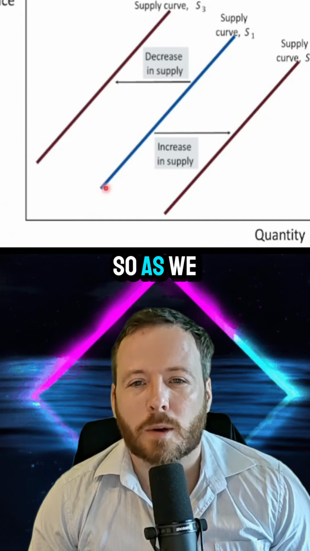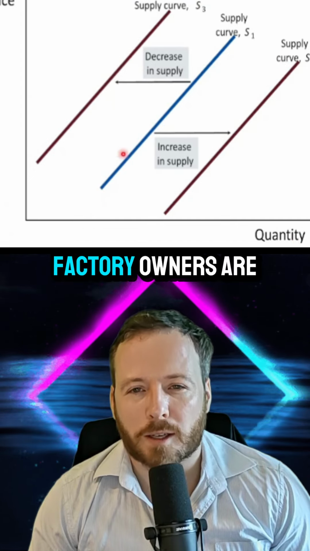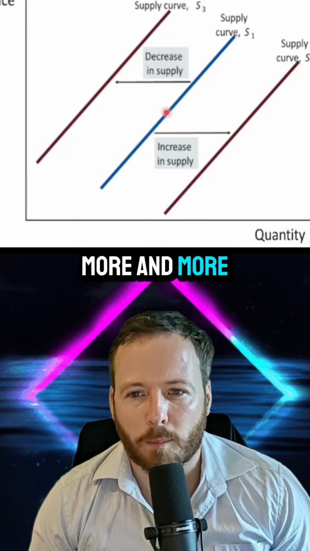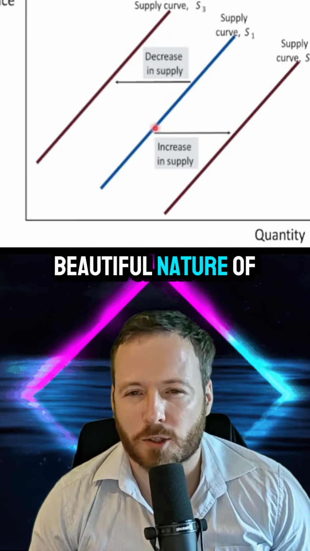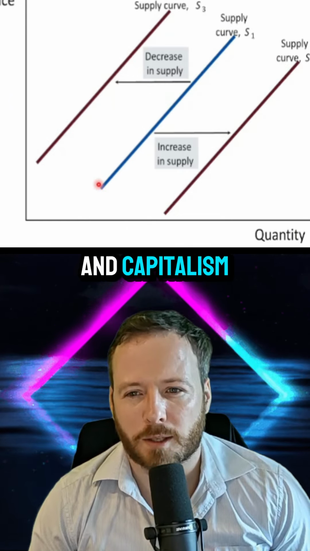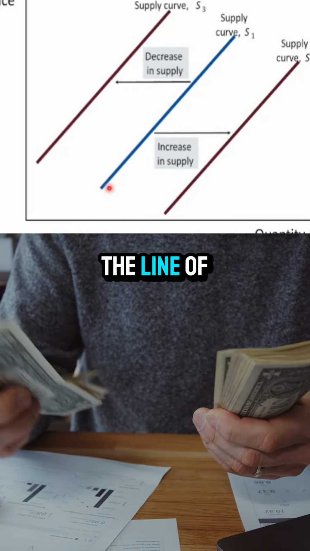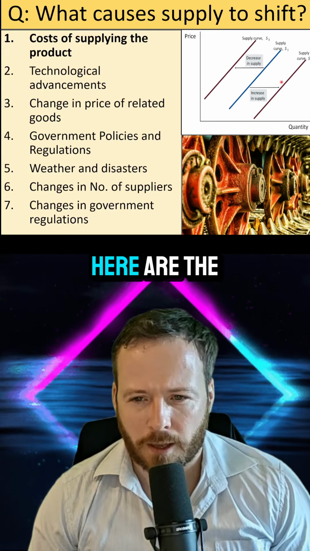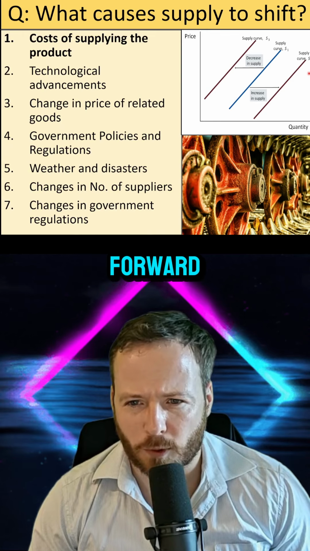This is the demand and supply graph where we have price on this axis and quantity on this axis. So as we know, as price goes up, factory owners are willing to supply more and more of these goods because of the beautiful nature of the free market and capitalism. Some economists like to call this the line of greed. Now, here are the 7 things that can push it forward or pull it back.